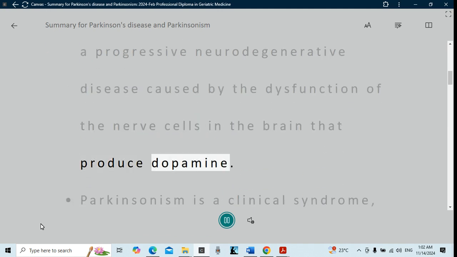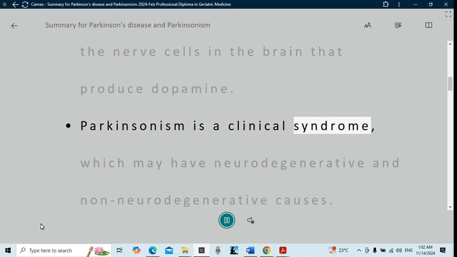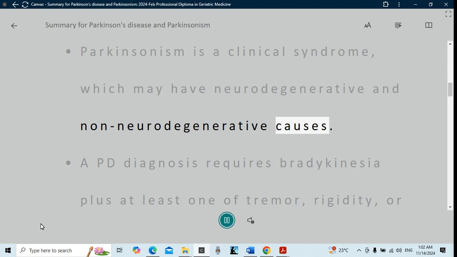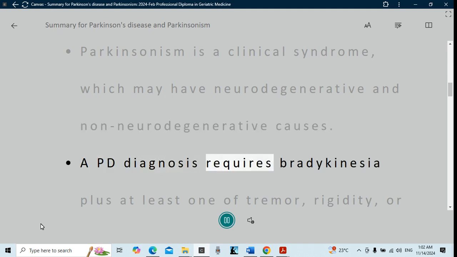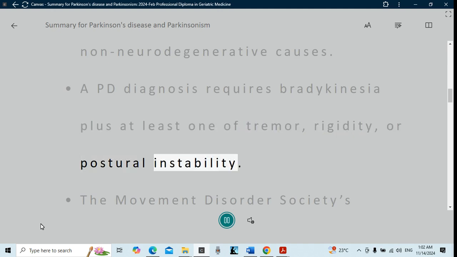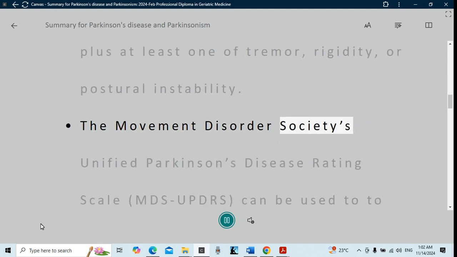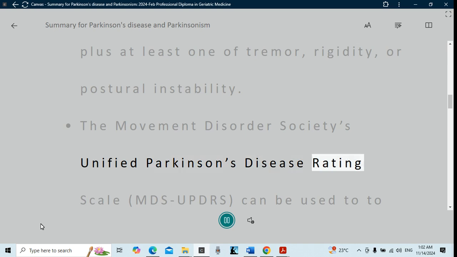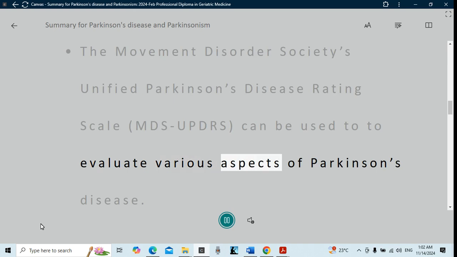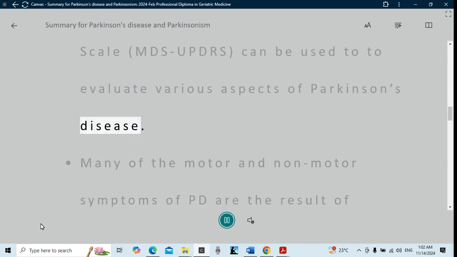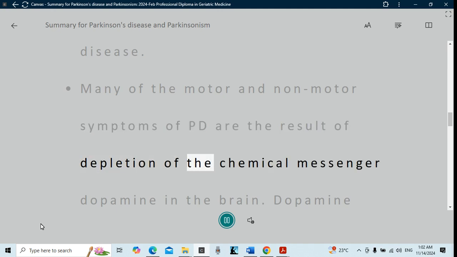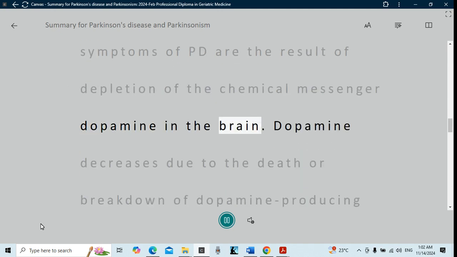Parkinsonism is a clinical syndrome, which may have neurodegenerative and non-neurodegenerative causes. A PD diagnosis requires bradykinesia plus at least one of tremor, rigidity, or postural instability. The Movement Disorder Society's Unified Parkinson's Disease Rating Scale, MDS-UPDRS, can be used to evaluate various aspects of Parkinson's disease. Many of the motor and non-motor symptoms of PD are the result of depletion of the chemical messenger dopamine in the brain.